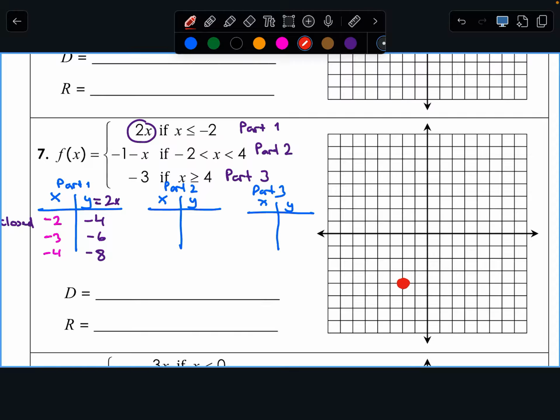Then I'm going to plot the other points. -3 goes 1, 2, 3 to the left, and then down, so it goes right here. And then -4, -8, goes right here. Now, because the graph is going in that direction, since it says x is less than or equal to -2, I connect those points and I must draw an arrow. We only have one endpoint, and that endpoint is at -2, so it's going to look just like that for part 1.